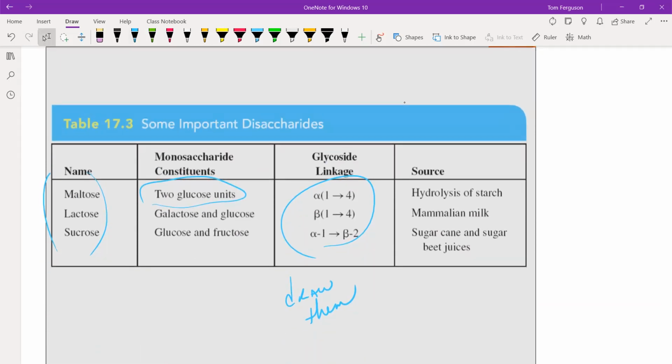Okay, you need to know these 3 disaccharides. You need to know their linkages, what the sugars are that make them up. Not so much the source.